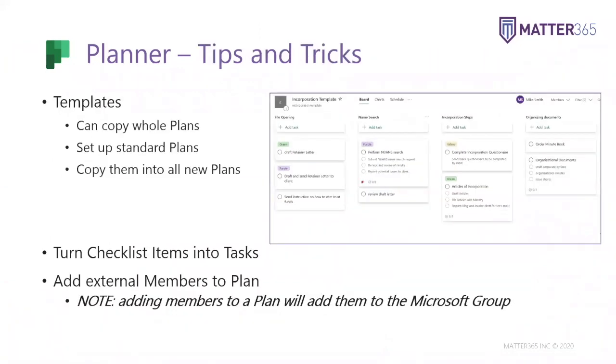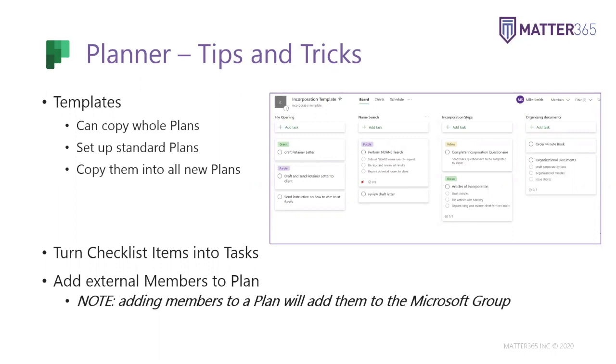All right, so now for some interesting tips and tricks. Templates. This is something that people often ask about. It's a recent feature update that Planner had, that you can now actually copy entire plans into other existing plans. So you want to set up standard plans for different types of areas of law that you work in. Anything that you do that is either routine or any type of matters that will tend to be repeated over time, I suggest you come up with a template. And that way you can just copy them into all the new plans that you create for any new matters that come in.